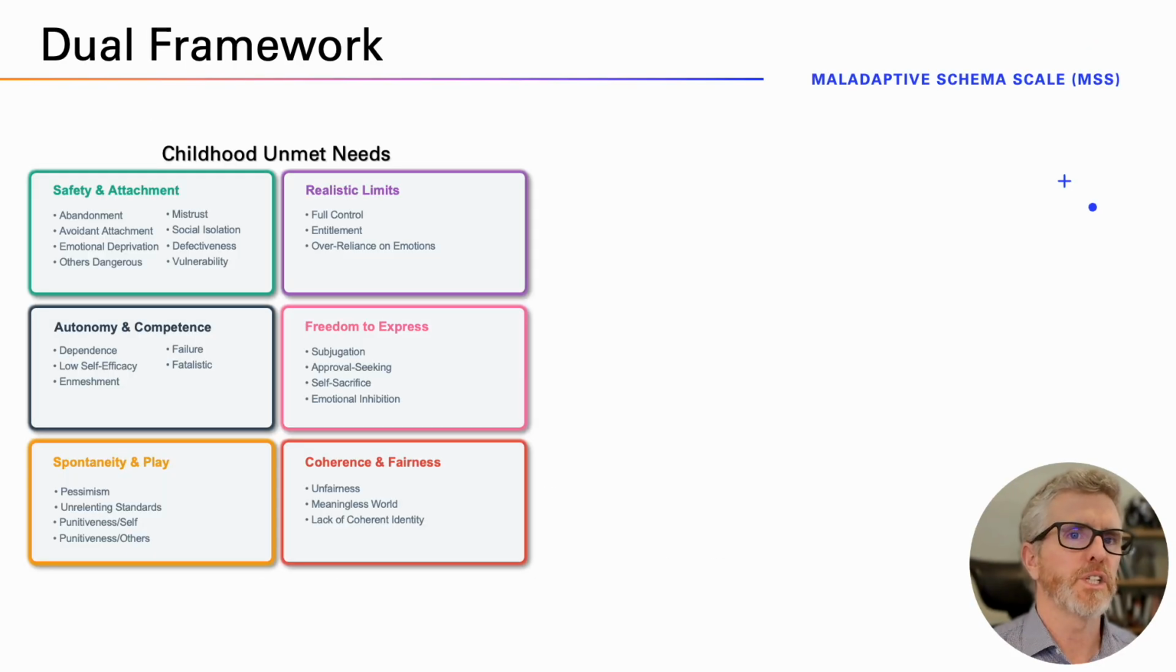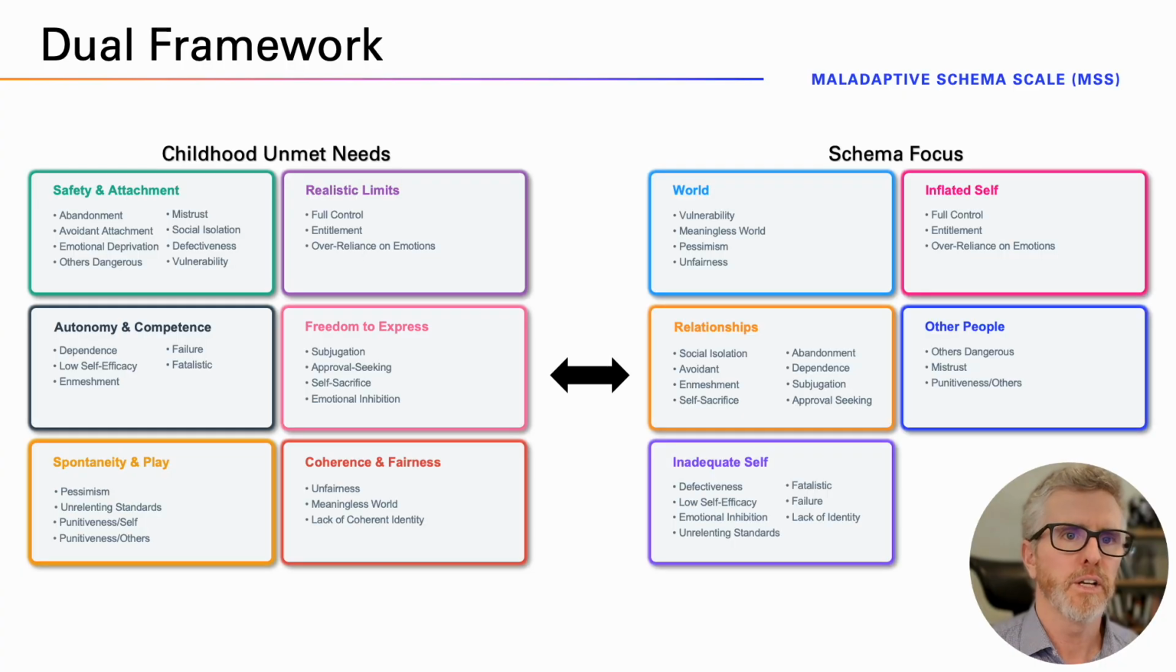One of the things we wanted to build into the MSS from the start was flexibility in how you conceptualise results. You can organise schemas by childhood needs clusters: safety, autonomy, spontaneity, limits, expression and coherence. This framework's great for understanding developmental origins. Where did these schemas come from? What needs weren't met? Or you can organise by schema focus categories: world, relationships, inadequate self, inflated self and others.